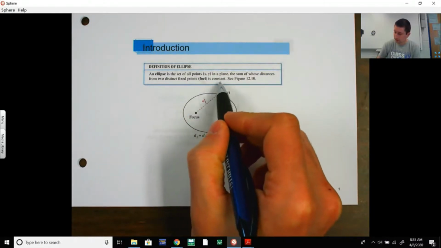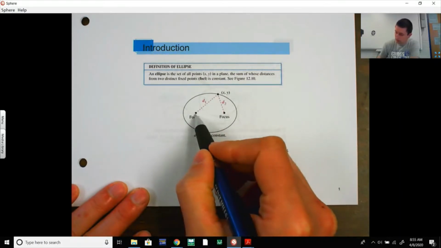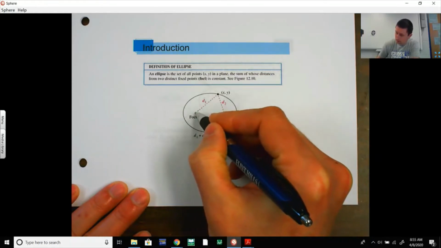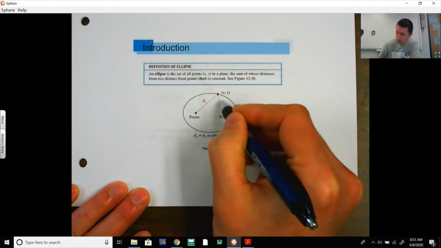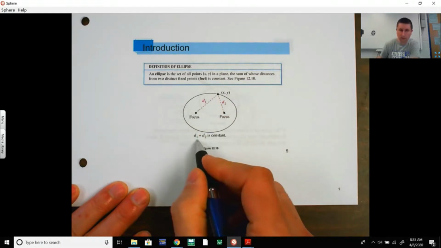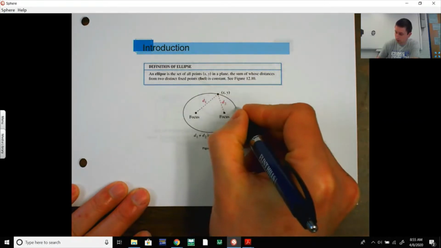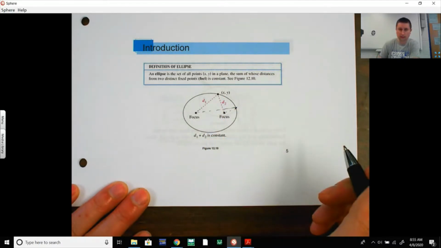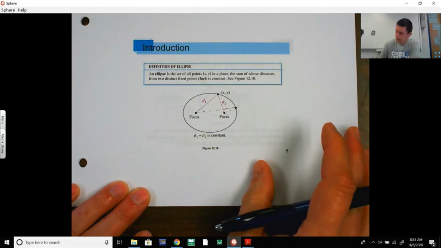Is constant. So if you're going to have two foci, you have focus 1 and focus 2, and the distance from this focus to a point on the ellipse plus the distance from that point to the other focus will always remain the same. So D1 plus D2 is a constant. It doesn't matter if you're here or if you're over here, D1 plus D2 is always going to be a constant. Okay? So that's the definition of an ellipse that we're looking at with this.